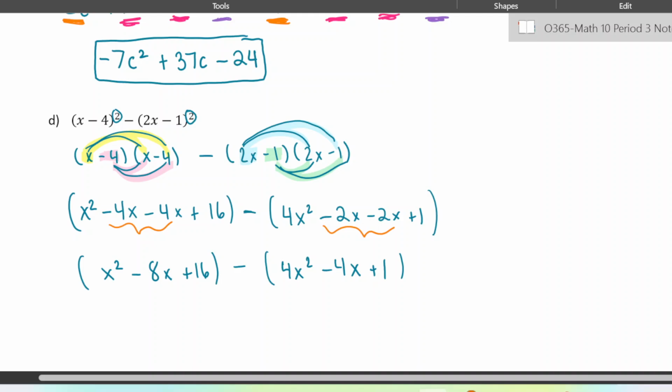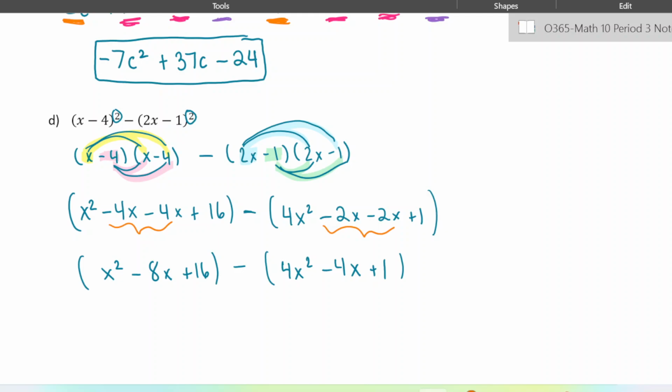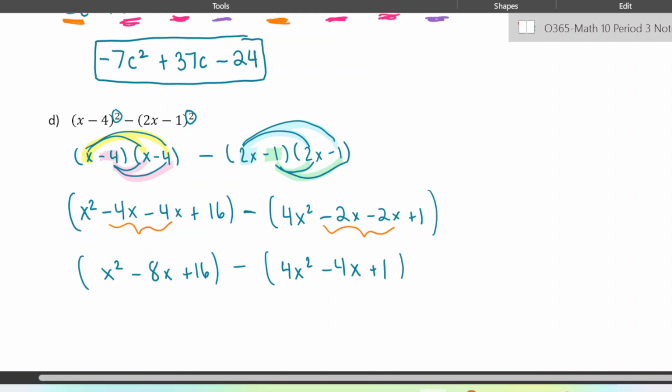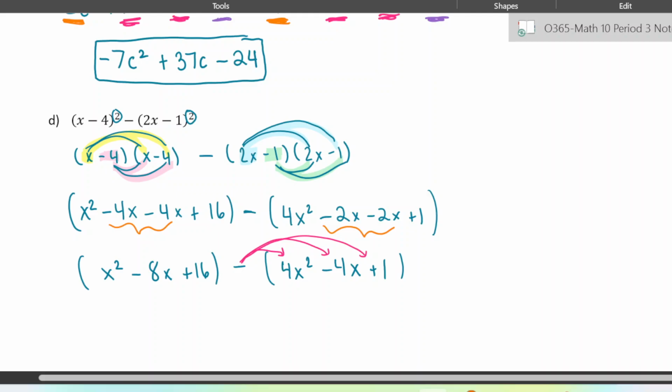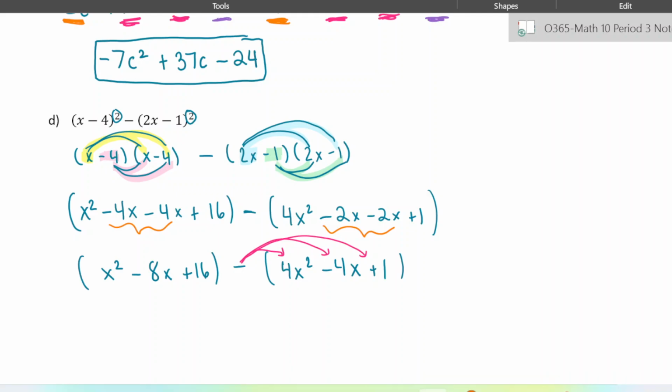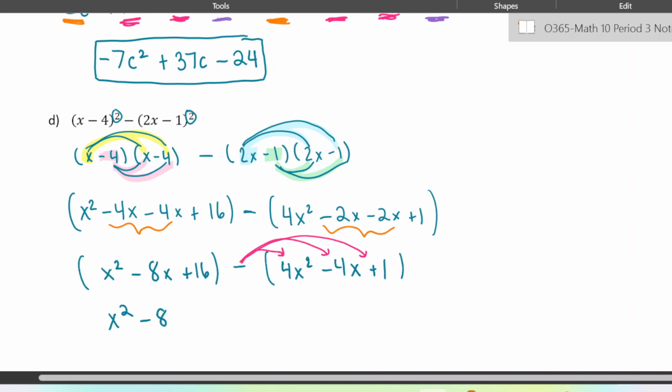Okay, now I'm going to subtract. Subtracting is like the opposite of adding, so essentially all these terms just switch signs. The opposite of adding 4 would be adding negative 4 or subtracting 4. The opposite of adding negative 4 would be adding positive 4, etc. So you can make this look a little bit easier for yourself by just switching all the signs. So instead of positive 4, I'll have negative 4x squared. I'll have positive 4x, and I'll have negative 1.